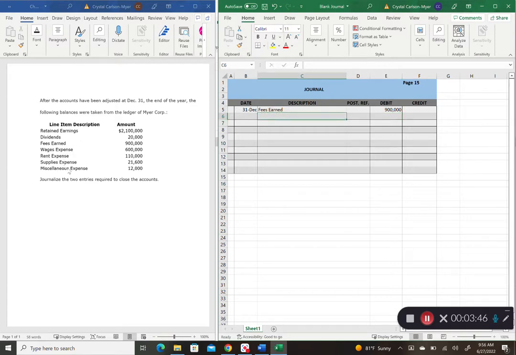Now I want to close out my expense accounts. Expense accounts carry a normal debit balance, so to close them out, I'm going to credit every single individual expense account. I need to indent my expense accounts because I'm crediting them, and to show a credit on the general journal, you indent it. So I'm going to space in three. Wages expense, I'm going to close it out for the full amount of 600,000. I'm going to keep going down the line. So I have rent expense. Oops, I need to indent it. I'm going to close it out for the full amount of rent expense of 110,000.